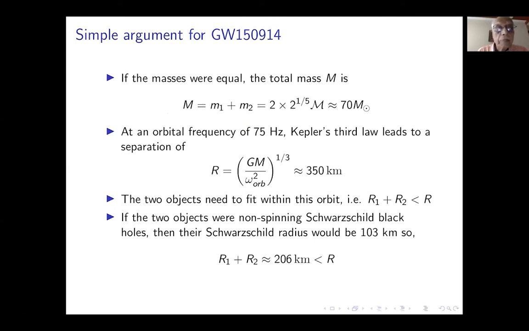And then just as a plausible thing, if you say that the masses are exactly equal, then you can just do a little algebra, and the total mass will be 70 solar masses. And then, well, let's come to how compact these objects are.